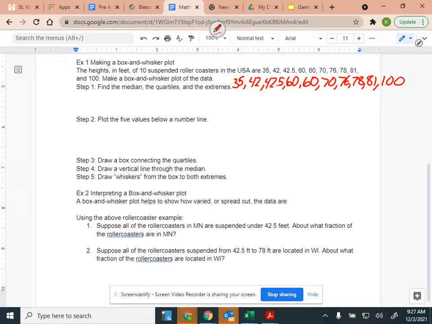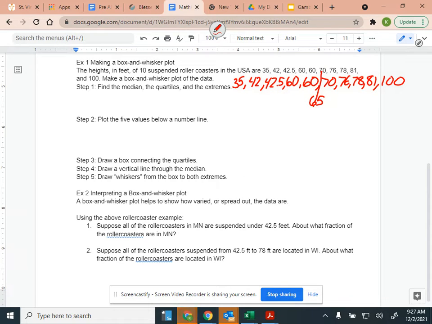100. So those are my numbers. So I have 1, 2, 3, 4, 5. 1, 2, 3, 4, 5. So my median has 5 numbers on one side and 5 numbers on the other side. So what number is that going to be? If I have 60 and I have a 70, what is my median? Brielle? 65, because that's the number that comes right in the middle of 60 and 70. So my median is 65.